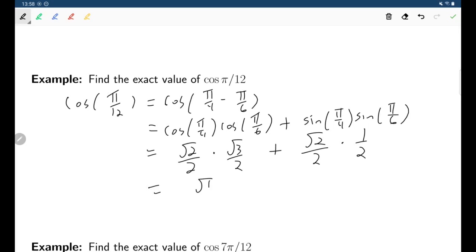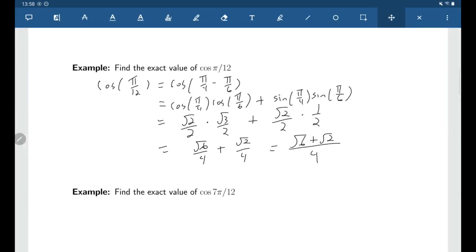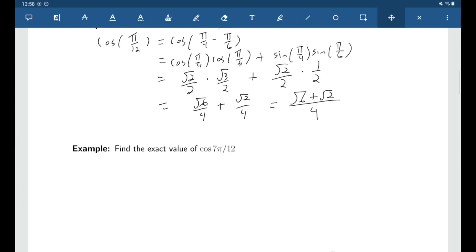We have root 6 over 4 plus root 2 over 4, which is root 6 plus root 2 all over 4. So using my difference identity for cosine, I was able to find cosine of pi over 12, cosine of 15 degrees. And I can do the same thing for cosine of 7 pi over 12.